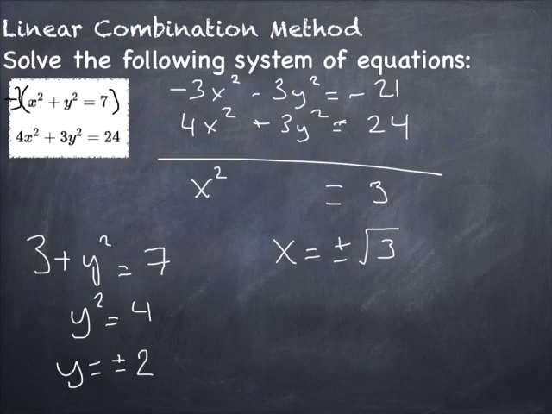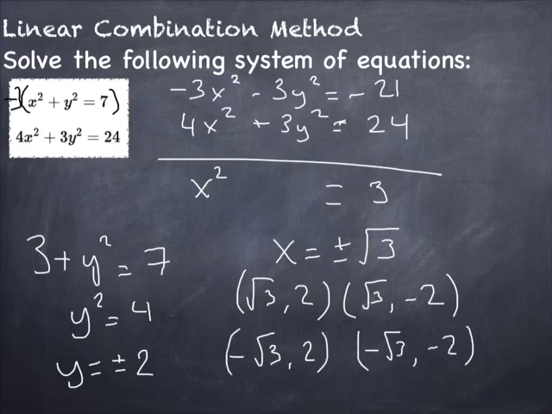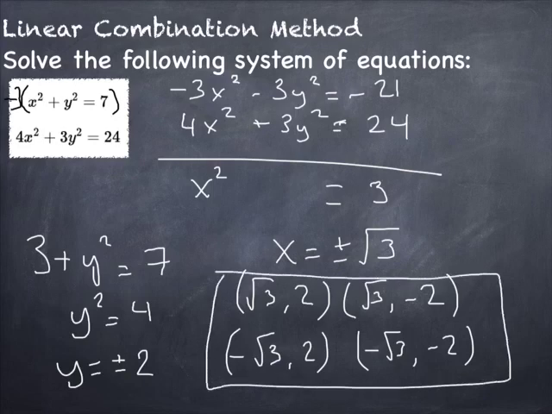And now we have 4 points. We've got the square root of 3, comma 2, square root of 3, comma negative 2, negative square root of 3, comma 2, and negative square root of 3, comma negative 2. And in this case, these two shapes, a circle and an ellipse, intersect at 4 different places.